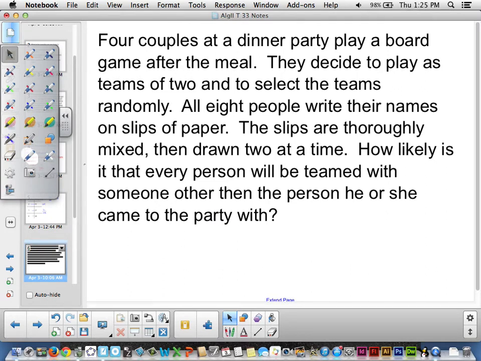Our next problem. Four couples at a dinner party play a board game after the meal. They decide to play as teams of 2 and to select the teams randomly. All 8 players write their names on slips of paper. The slips are thoroughly mixed, then drawn 2 at a time. How likely is it that every person will be teamed with someone other than the person he or she came to the party with? All right?